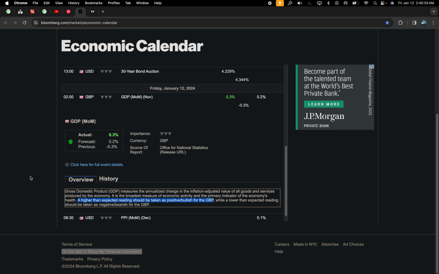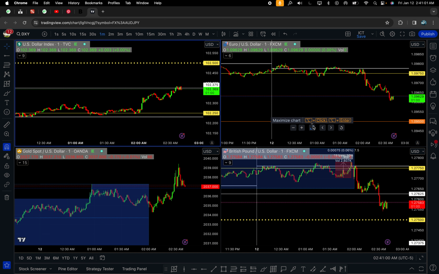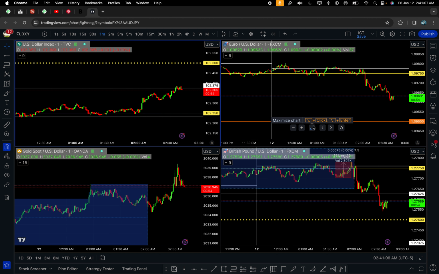So maybe this news was priced in beforehand, and that's why we're seeing this reaction. Because the news was like, oh, this data that we're releasing right now is bullish for the GBP. But then it went down. So I think they call that fading the news.